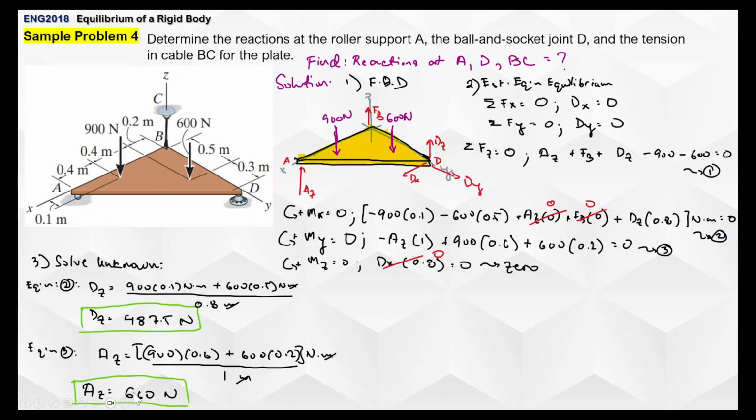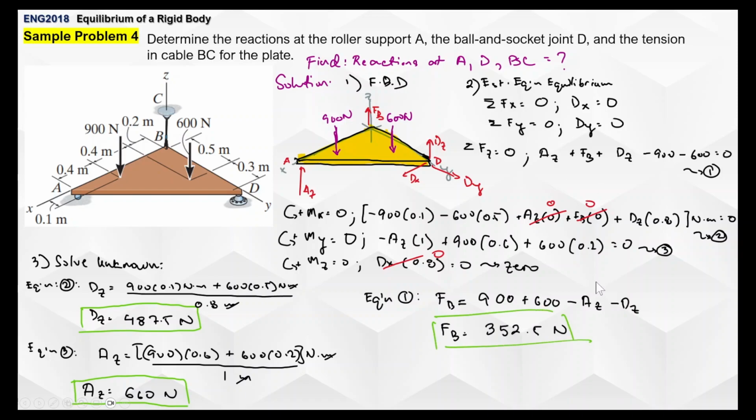Now that you know dz and az, you're now able to solve force B or tension at BC. That's going to be 900 plus 600 minus az minus dz equals 352.5 newtons. And again, it's positive because our orientation is correct. So that's the general gist of the equilibrium of rigid body for both 2D and 3D.